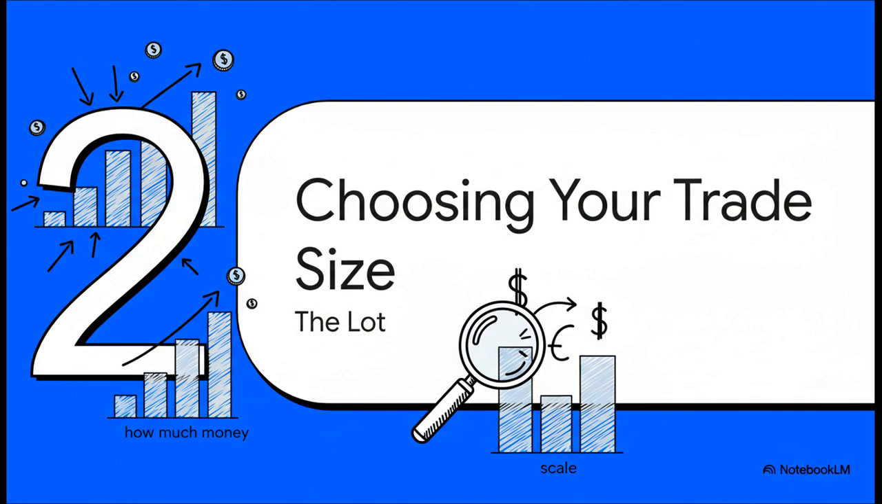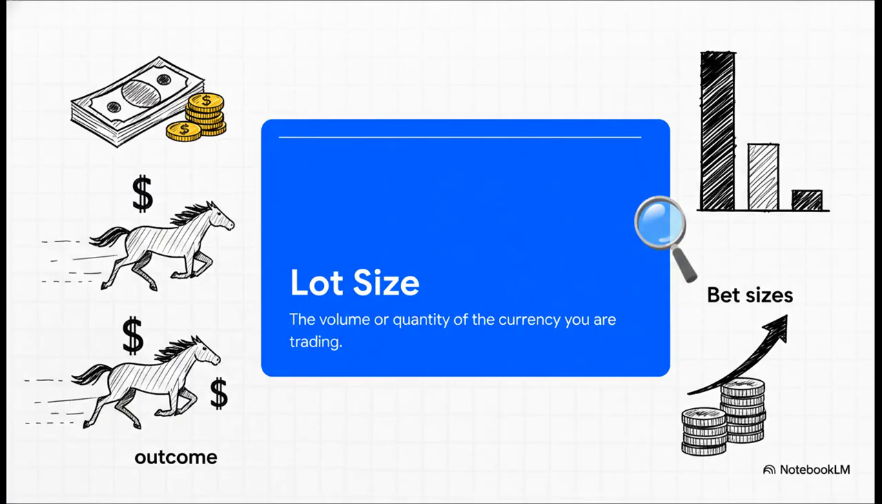But let's be real, distance alone doesn't pay the bills. The real question is, how much money is that movement worth? Well, for that, we need our second key number, the lot size. This is where you get to decide just how big your trade is going to be. The lot size is, simply put, the volume, the quantity of currency you're trading. It's the difference between betting $1 on a race versus betting $100. It's the same race, the same movement, but a totally different outcome depending on the size of your bet, right?